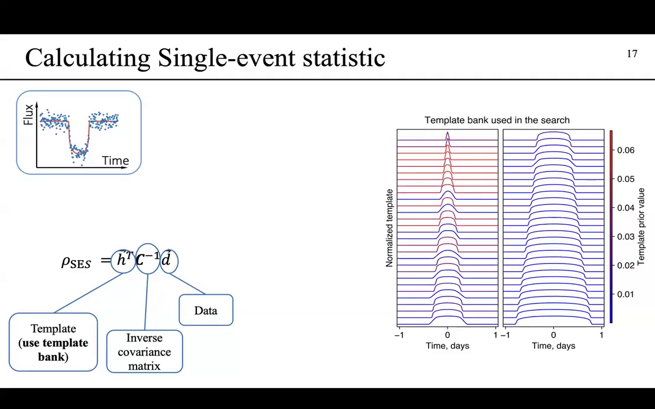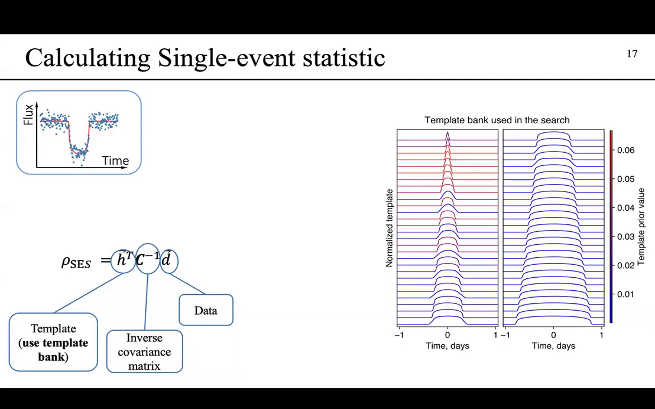For the template, we use a template bank, meaning that we generated many shapes of planetary transit. We made sure that whatever planet we want to detect, there's going to be a template which will match it closely enough. Then we run this on all of the data, we run all of the possible shapes, and we calculate this statistic for all of the possible templates that we can have.